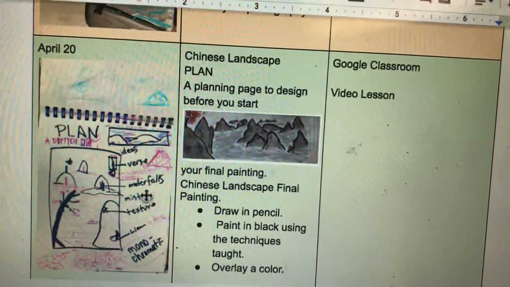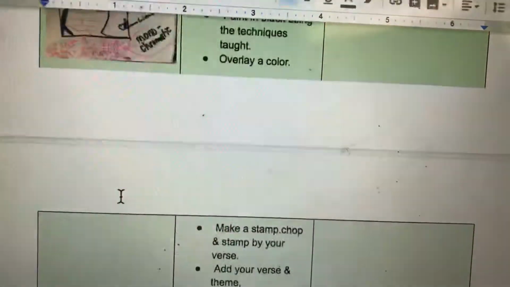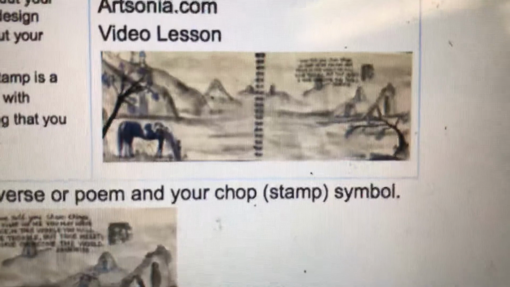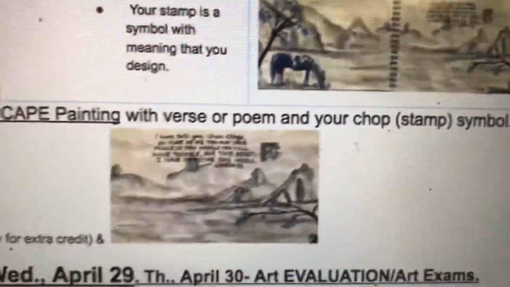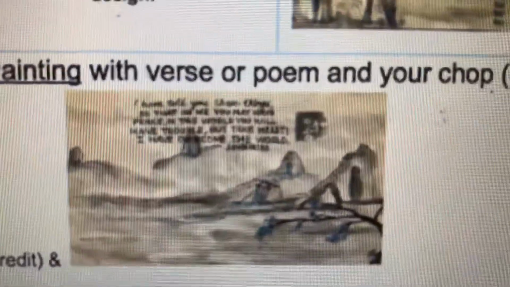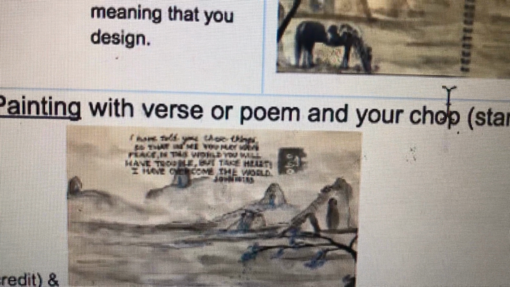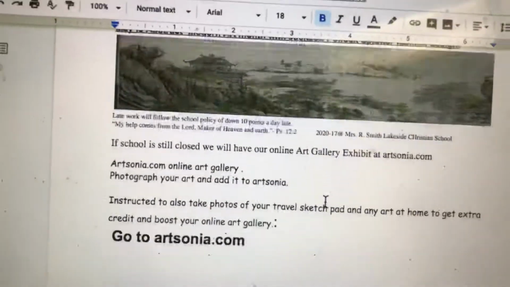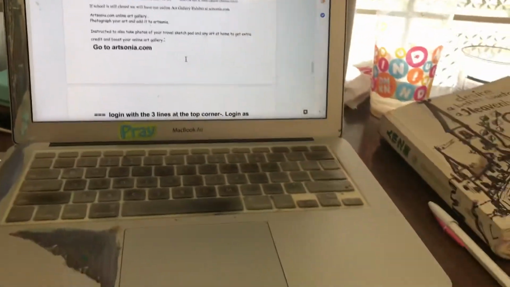We did a plan for layout, and now we're on your evaluation of how you think you did on your final. So there's my final. There's my stamp, how I stamped it on with the poem, or in this case, I did a Bible verse. And now we're on your evaluation page on how you think you did.